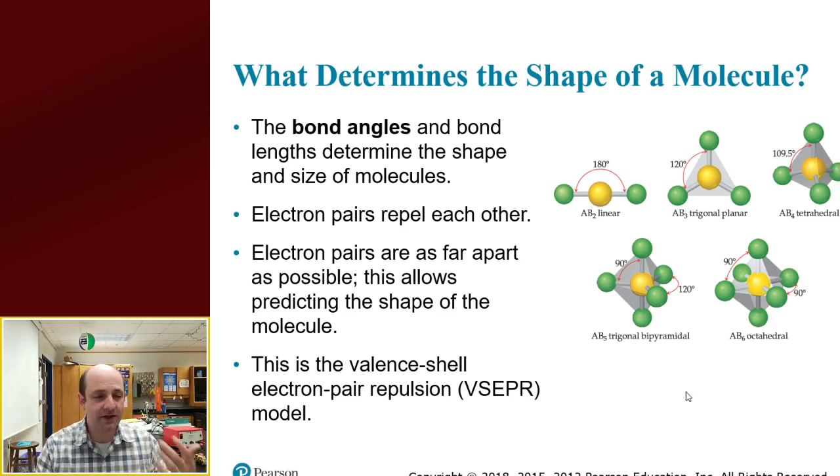All right. So with VSEPR, what's our simple rule? The simple rule is electron pairs, since they're all negative, electrons are negative, they're going to repel each other. And they're going to try to move as far apart as possible in 3 dimensions. And moving the electrons as far apart in 3 dimensions will tell us the overall shape.